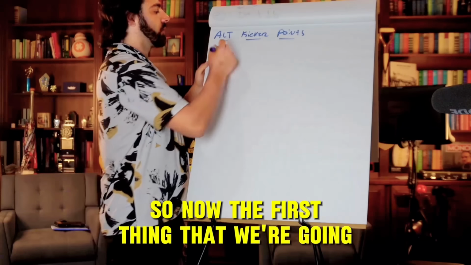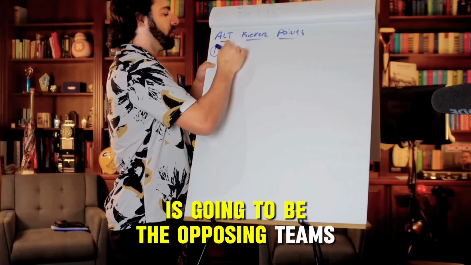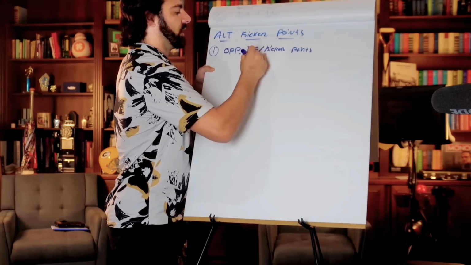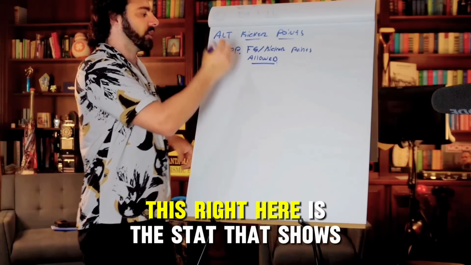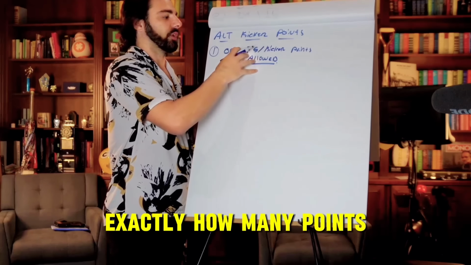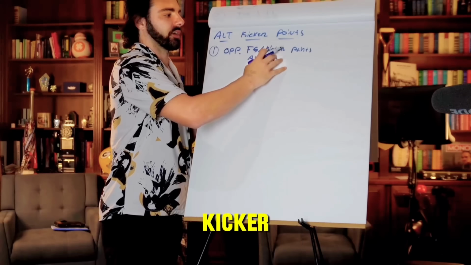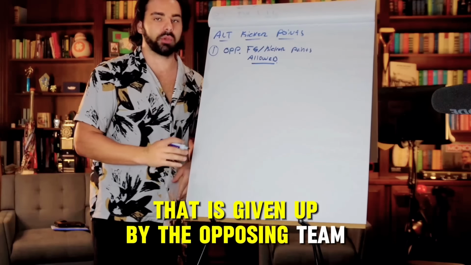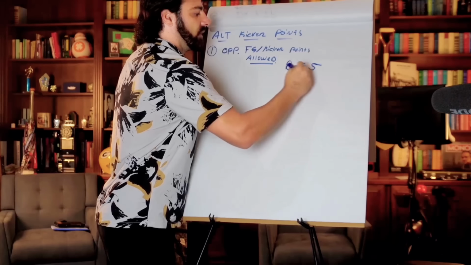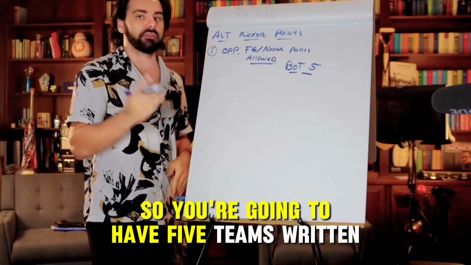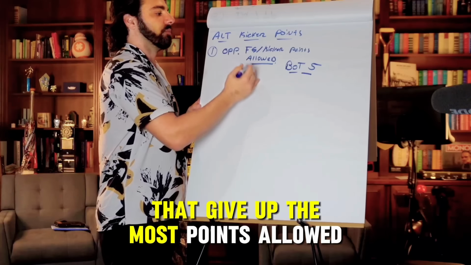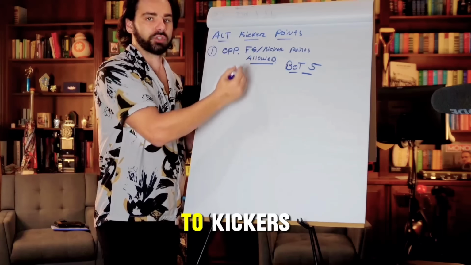Now the first thing that we're going to be looking for is the opposing team's field goal / kicker points allowed. This right here is the stat that shows exactly how many points per field goal and extra points for the kicker are given up by the opposing team. Now we want to make a list of the bottom 5 in that category. So you're going to have 5 teams written down, the 5 teams that give up the most points allowed to kickers.